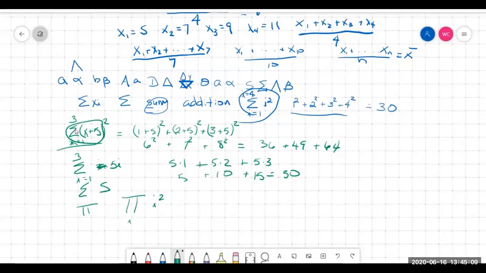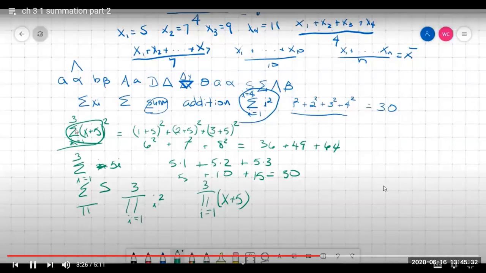And suppose I say i equals 1 to 3. Actually, I don't want to do this. Let me do a different one. Pi, I had another one up here. Let's do that one, x plus 5, and I'll leave out the square this time because I don't want to make it so complicated. So I'll just say i equals 1 to 3. So can you guess what this means? What did I do wrong there?